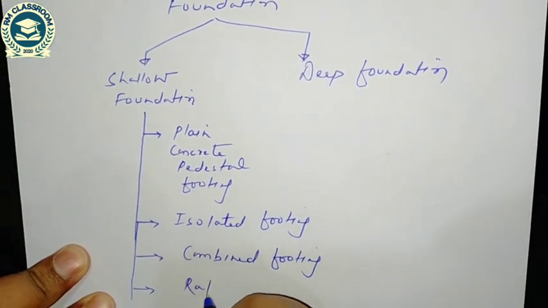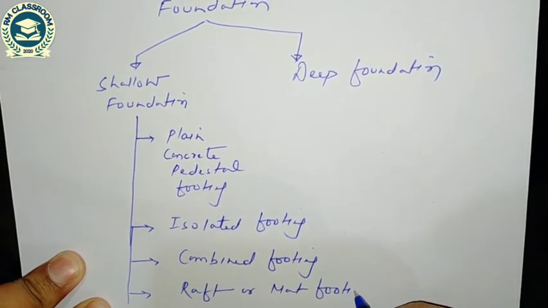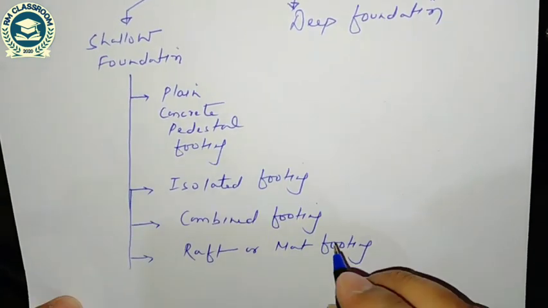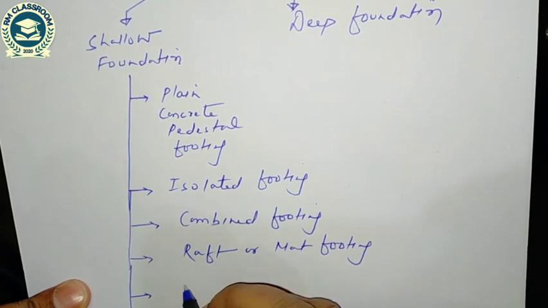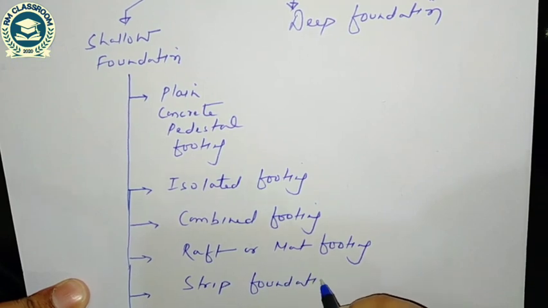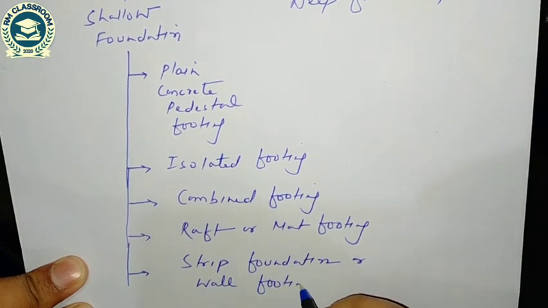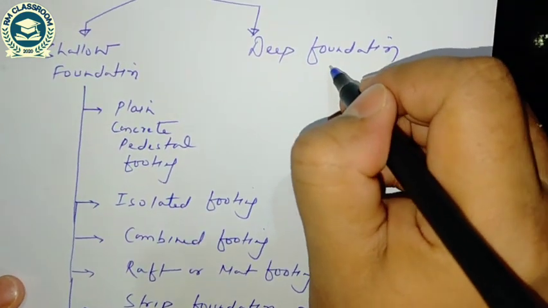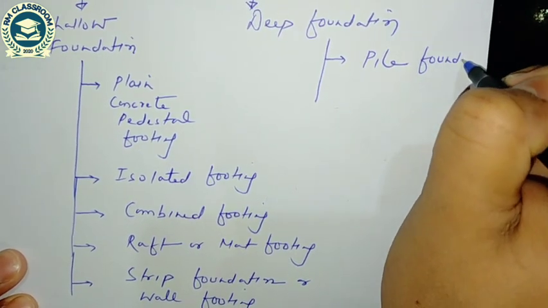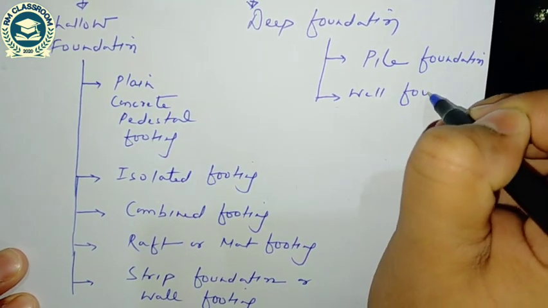fourth one is raft or mat footing, and the fifth one is strip foundation or wall footing. Similarly in deep foundation, pile foundation, well foundation.